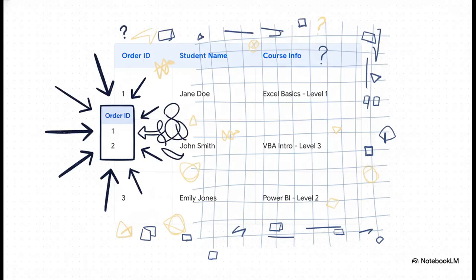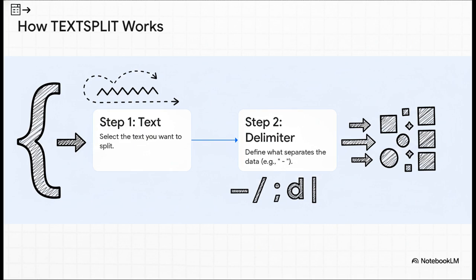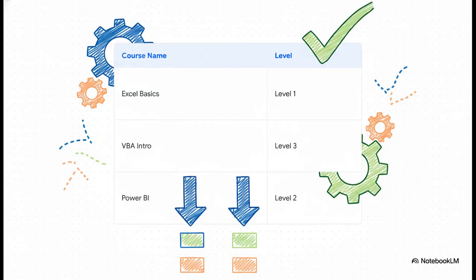Okay, so here's a classic problem, right? All your important info is just jammed into one column. Meet your new best friend, TEXTSPLIT. It slices that text into clean, separate columns, like magic. And it's super easy. You just point to the text and tell it what's splitting things up. And boom, just like that, you get perfectly organized columns. No more cutting and pasting.